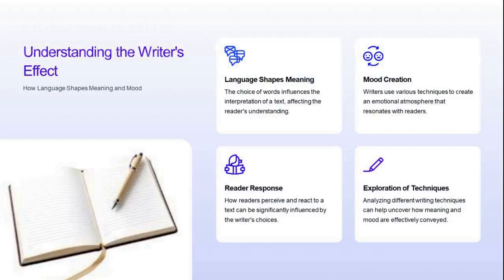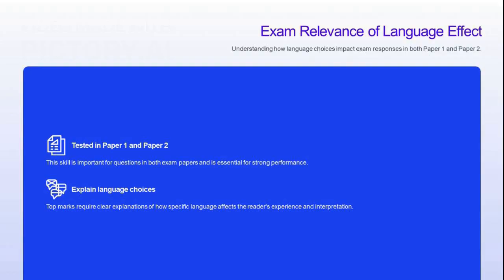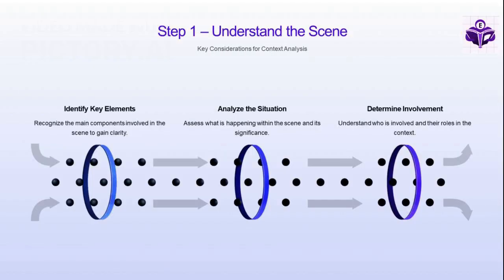So, what exactly is the writer's effect? It's the impact that words, phrases, or techniques have on the reader. You're not just pointing out features. You need to explain how they help create meaning, or how they make the reader feel something. To do this well, there are a few steps you should follow.